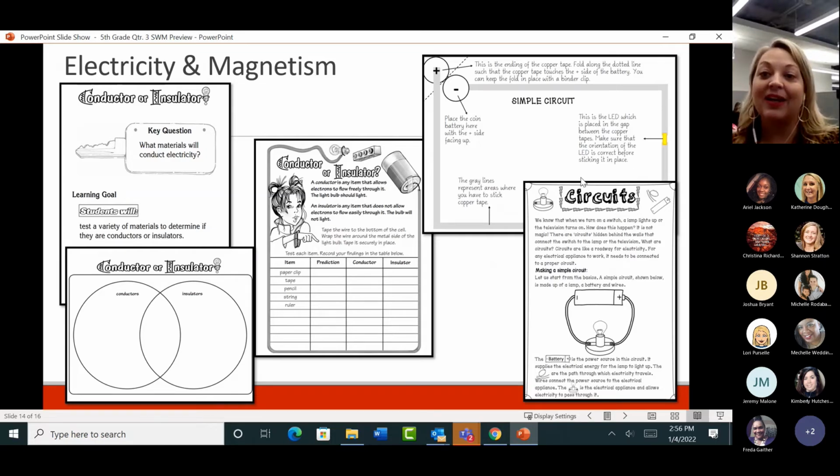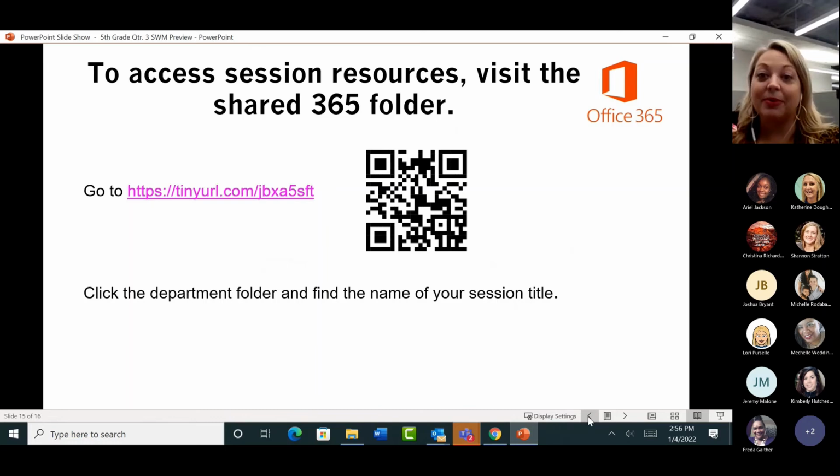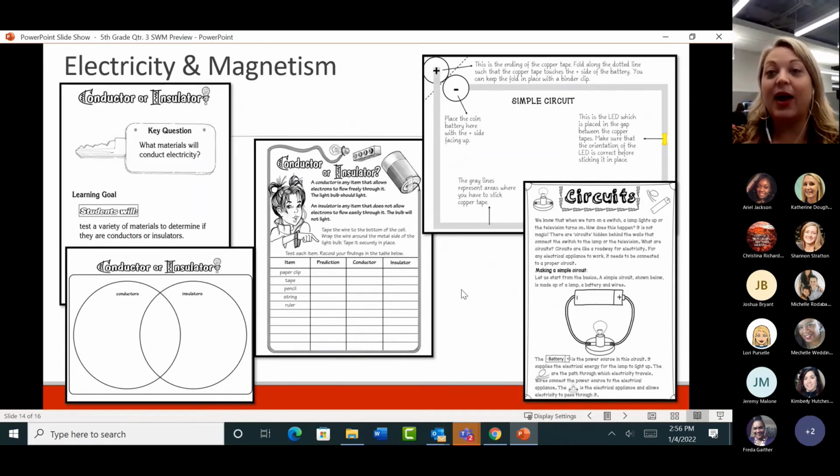Included with the unit plan are these reading comprehension passages that are great for your ELL learners because it gives them images, vocabulary, and also examples for them to use. So once your students understand and you have demonstrated how to make a simple circuit, you can allow them to make copper tape simple circuits. So I have included some templates for you to do that as well.